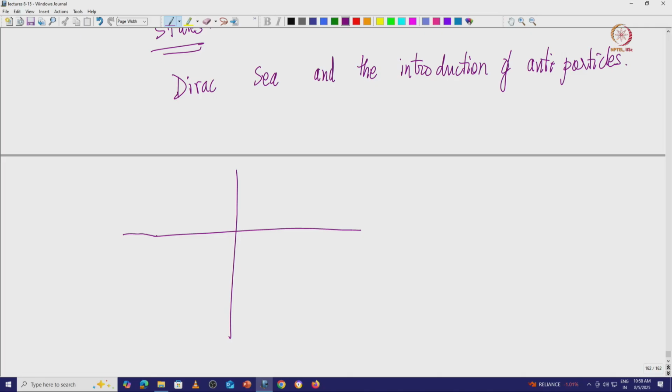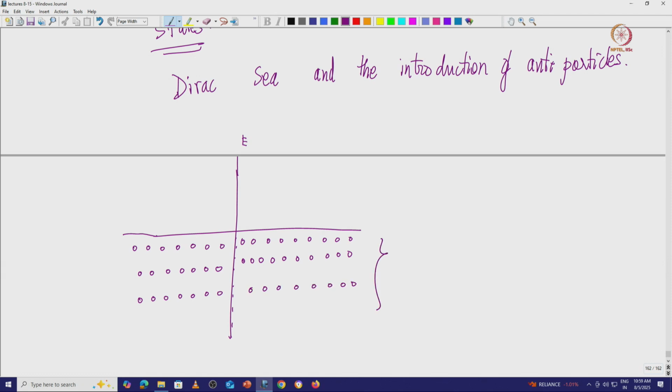Imagine that on the y axis you have energy and the x axis is essentially the labeling of the states. The negative energy states would be below the x axis. Below the x axis all the states are filled, because they are below the lowest energy state. This he called the Dirac sea.